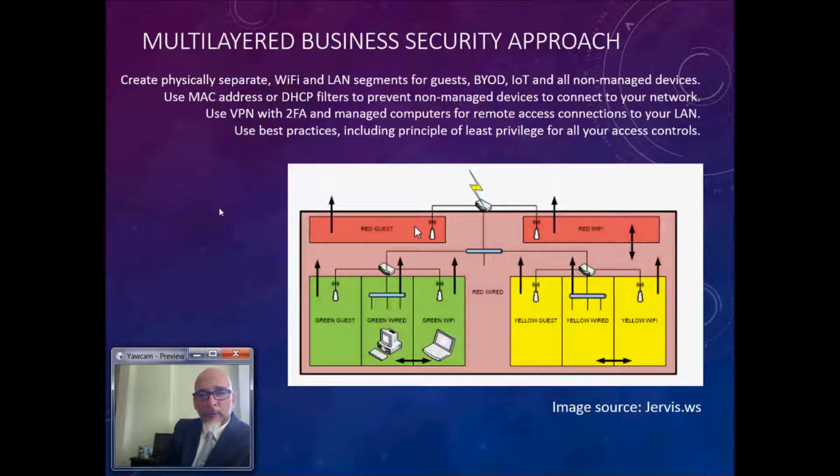And of course you want to protect this by having either MAC address filtering or DHCP filtering so that somebody can't just come in and plug in their device into your network and get access to it. They need to be whitelisted. Use VPN and two-factor authentication whenever possible. A VPN for external access or remote access into your network, and two-factor authentication as well as an added layer of security.